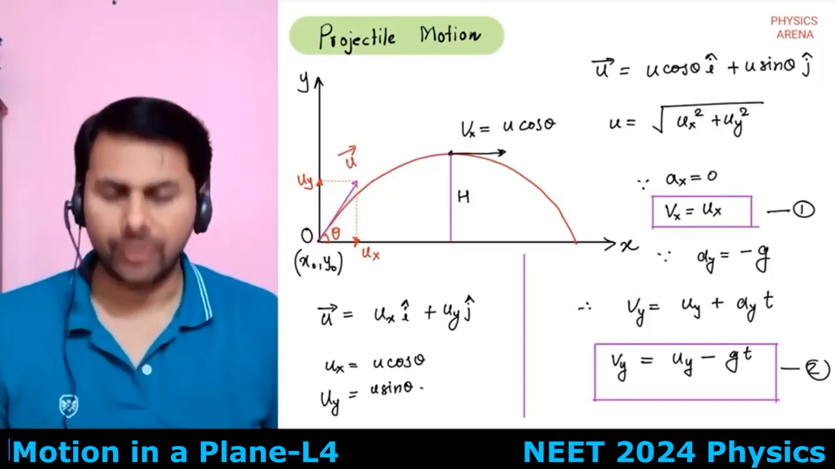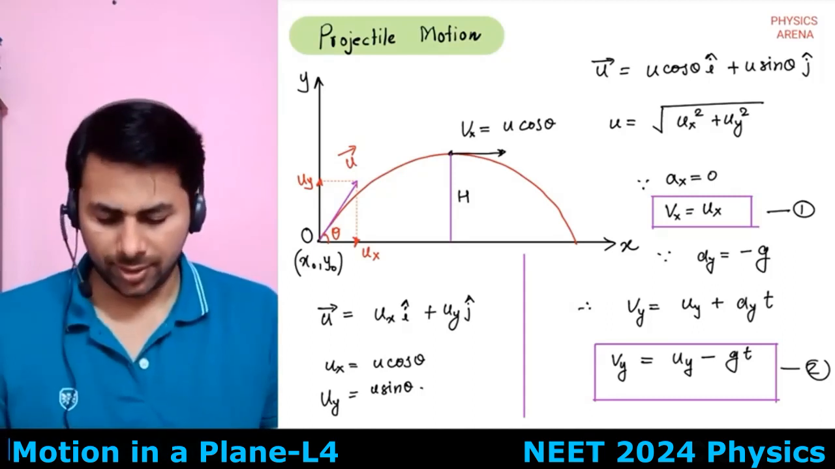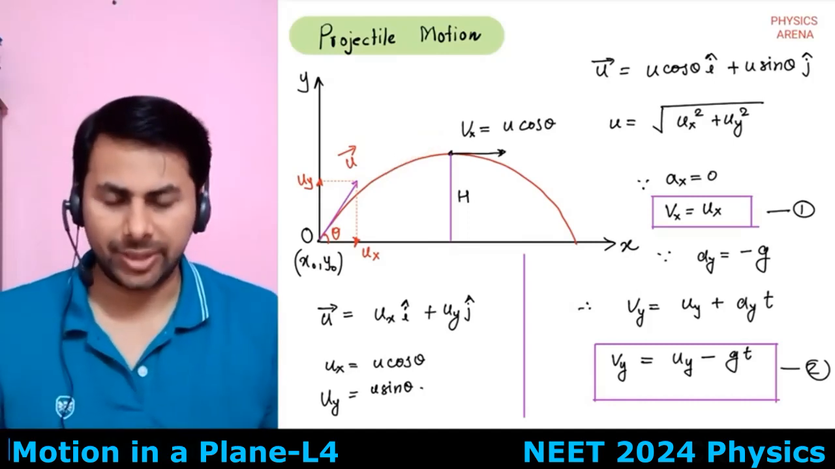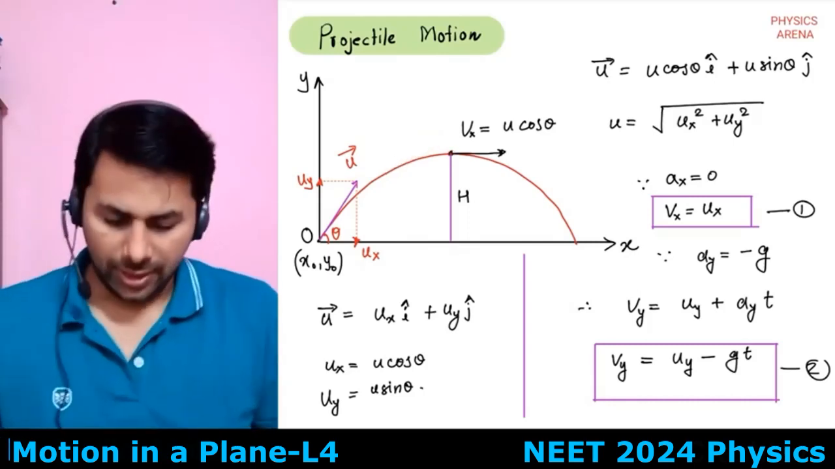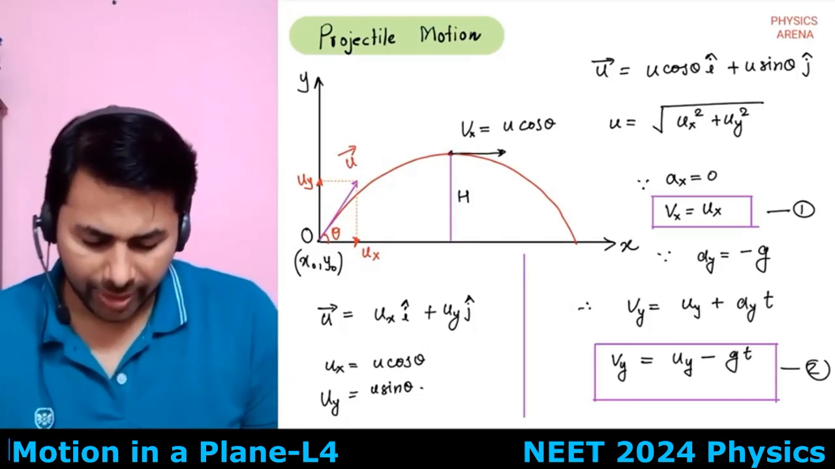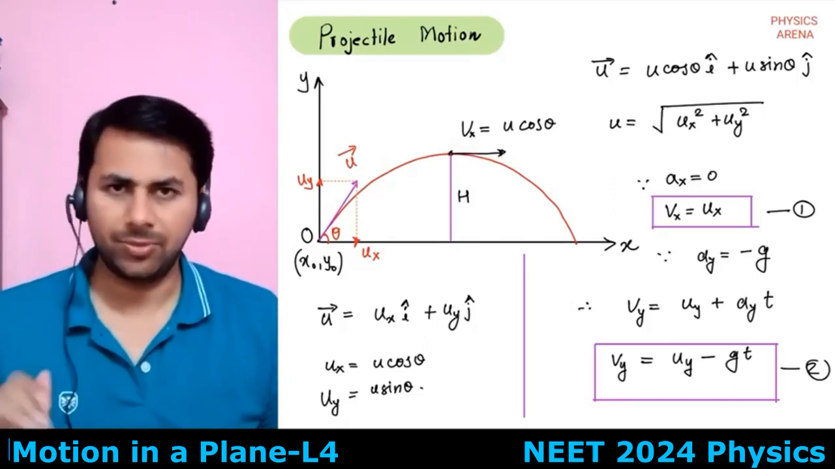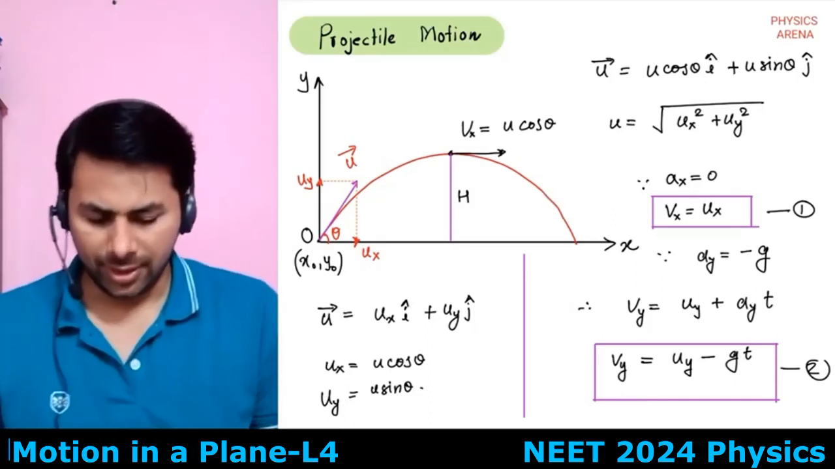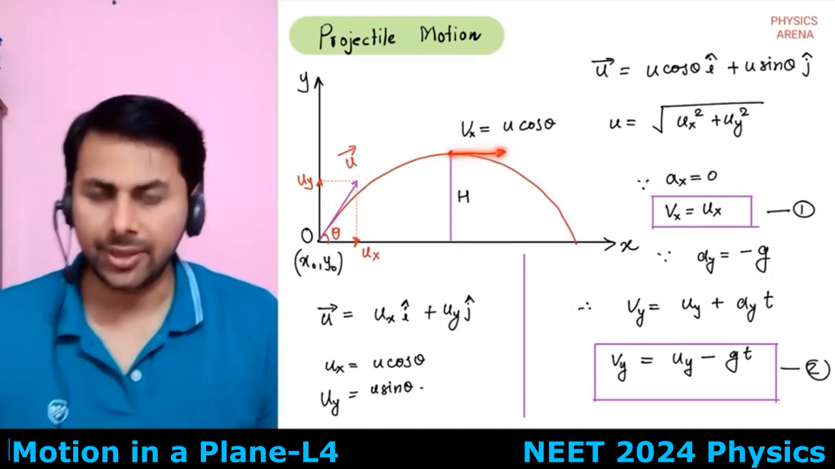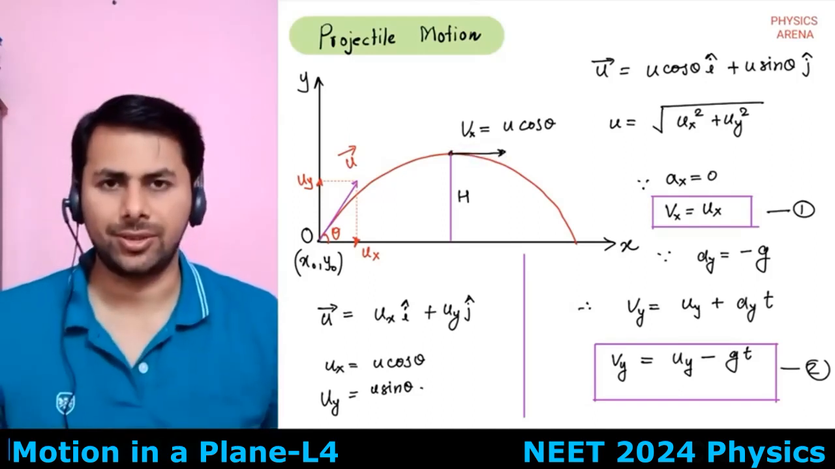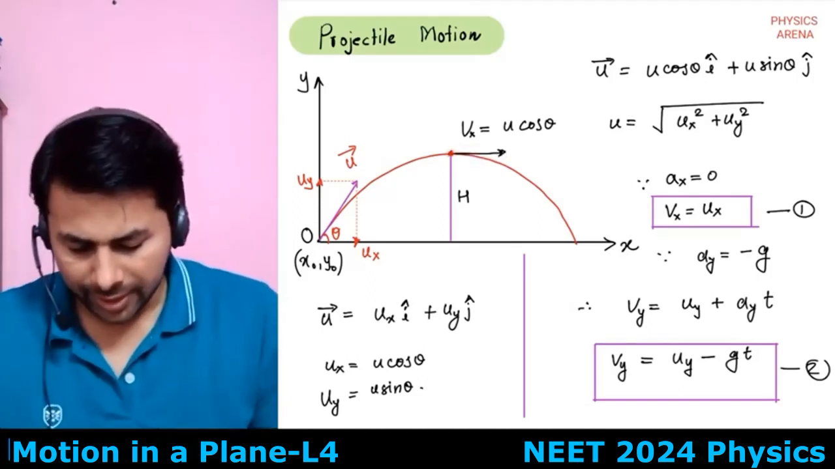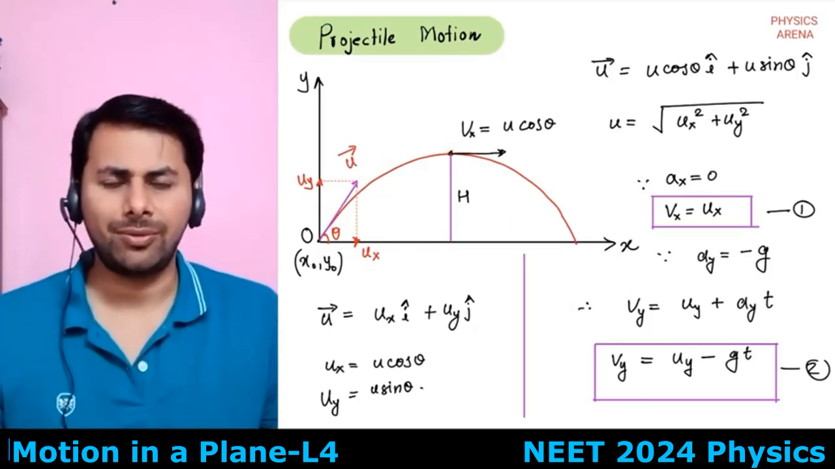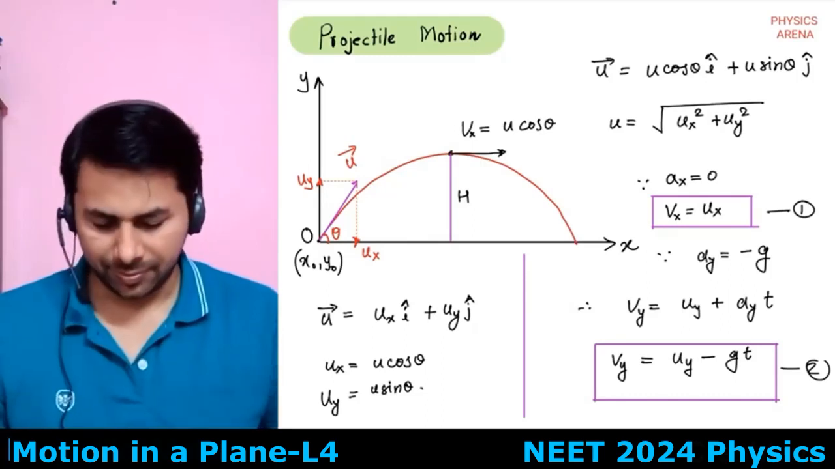So we learned yesterday what will be the direction of velocity. If you want velocity at this point, it will be along the tangent at this point. If you want velocity here, it will be tangent to the path here. So if you draw tangent to the path here, it comes in horizontal direction. So at this point, there is no vertical component of velocity. There is only horizontal component of velocity.